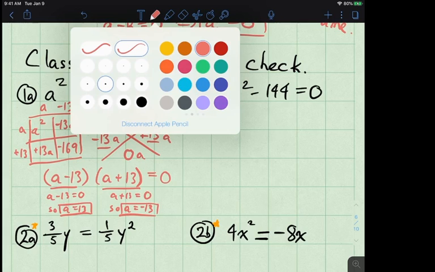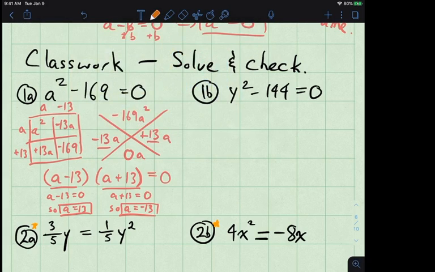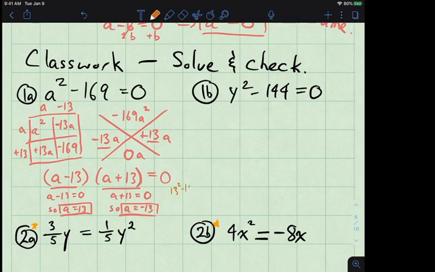So we can check our work along the side. 13 squared minus 169 equals 0. Is that true? 169 minus 169 equals 0. Yes. Check. Notice we also have to check the negative version. And that ends up being the same.